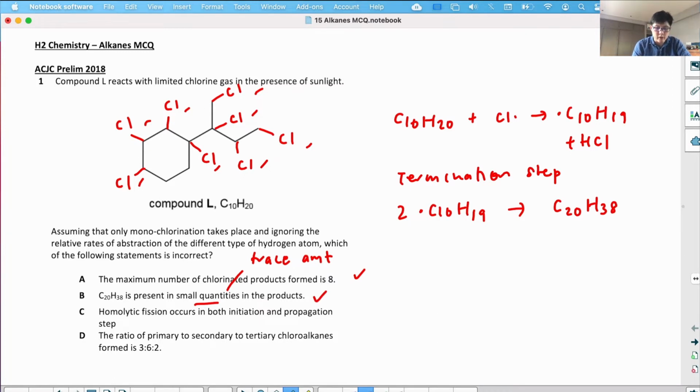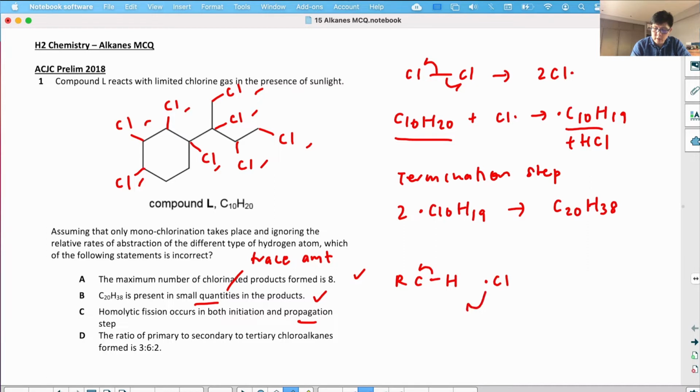Next: homolytic fission occurs in both initiation and propagation. We know that the initiation step is Cl2 undergoing homolytic fission, so this is what you get. In the propagation step, homolytic fission also takes place. Say for example, C10H20. Maybe I just draw this part. How do you get this product? In fact, homolytic fission takes place.